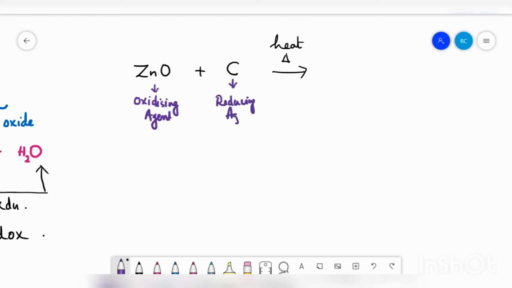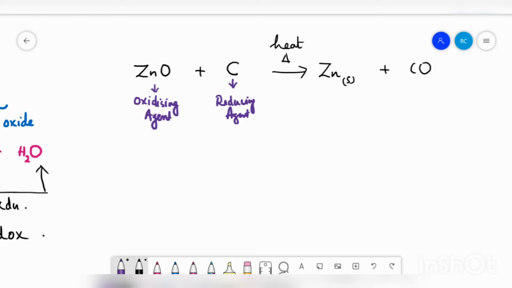Now when the reaction happens, what will it do? Zinc removes its oxygen, and zinc will be coming out alone. So you will get zinc alone. This is a solid substance. Now carbon will combine with oxygen, and the product will be carbon monoxide, CO.